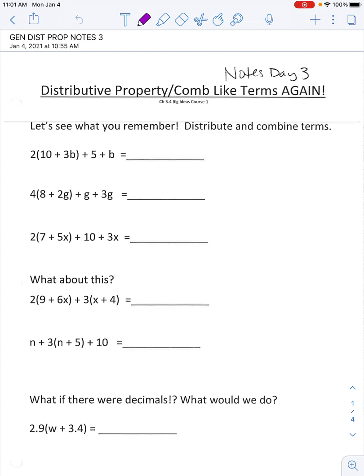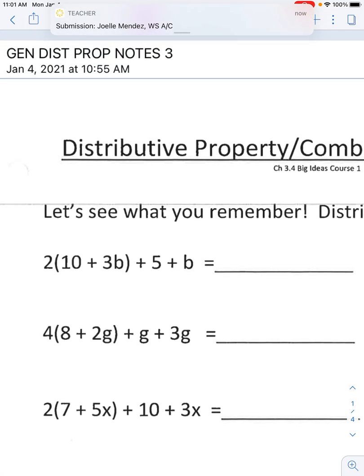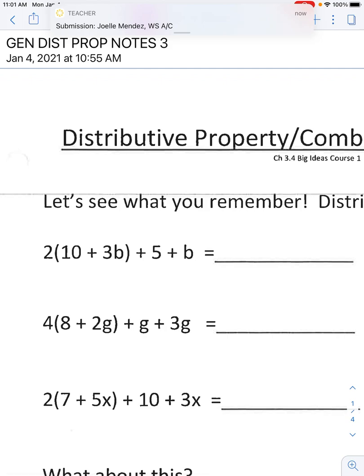Today we're going to, again, continue distributive property, combining like terms. However, today we're going to add in decimals and fractions, okay? So the top 3 would be review, okay? So I'll go through these pretty quickly.